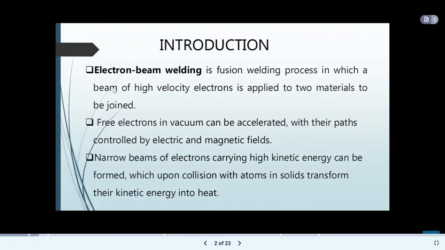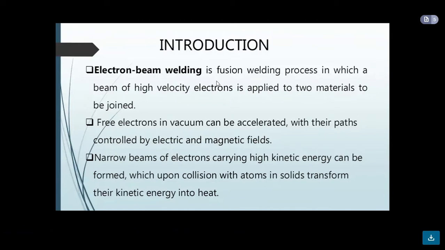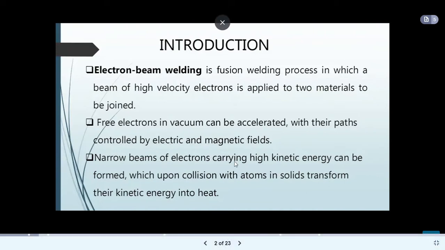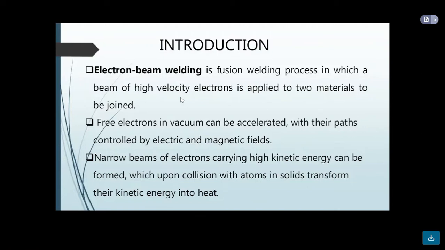So here the electron beam welding is a fusion welding process in which a beam of high velocity electrons is applied to the material to be joined. In electron beam welding, as the name itself suggests, electrons are used for the welding purposes, and it is a fusion welding, meaning the material will get melted, meaning the temperature reached in this welding process is up to the melting point of the base material.